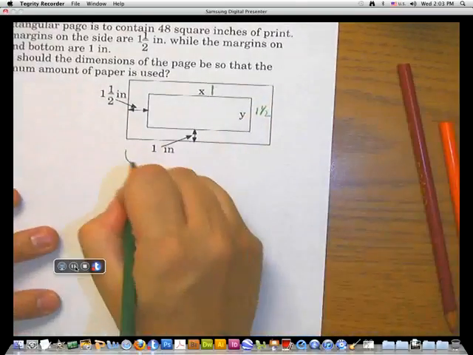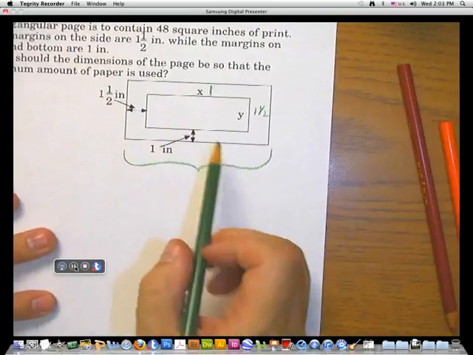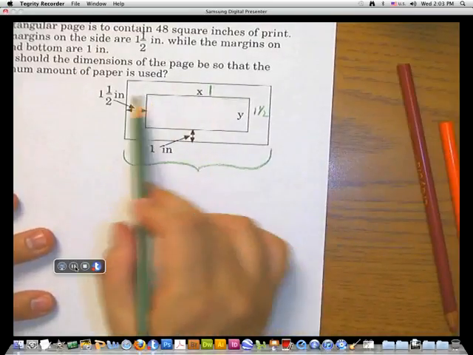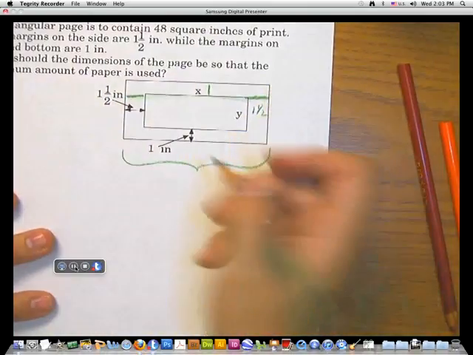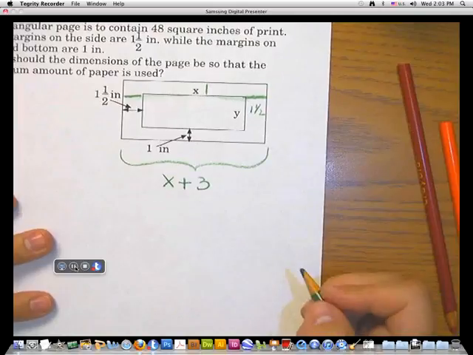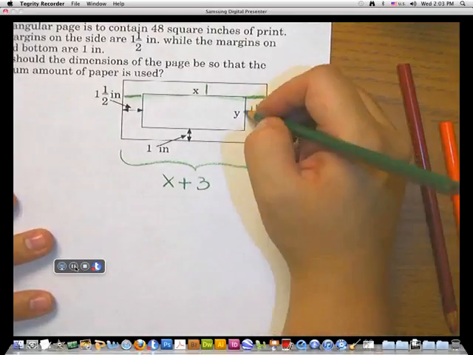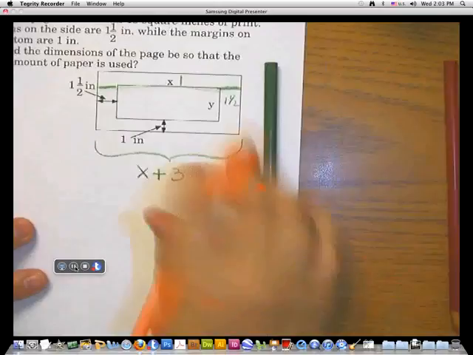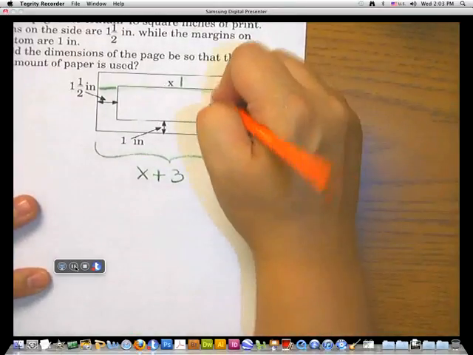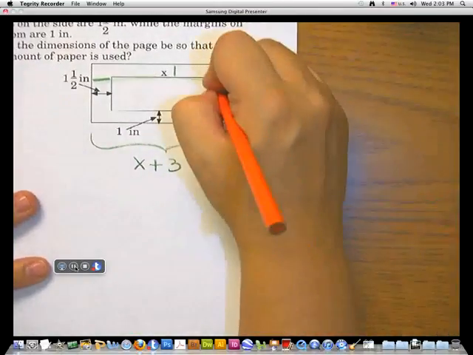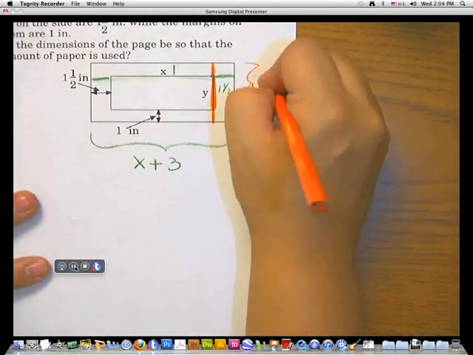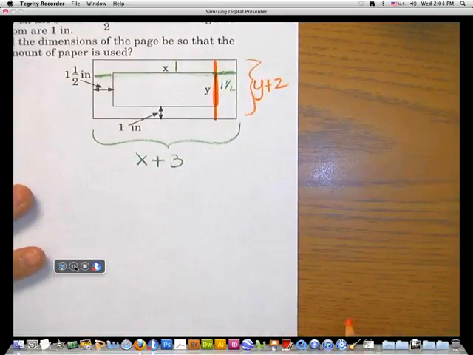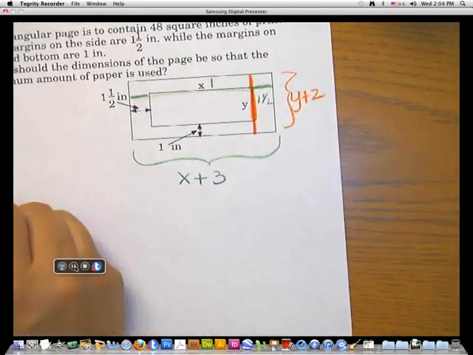So what we need to know is that all the way across we have our x value. Here's our x value. And then we're going to add 1.5 and add 1.5. So that's really x plus 3. Okay. Now our y value, here's our y value. We know that that is 1. Top and bottom are both 1. So that's y plus 2. What should the dimensions be?